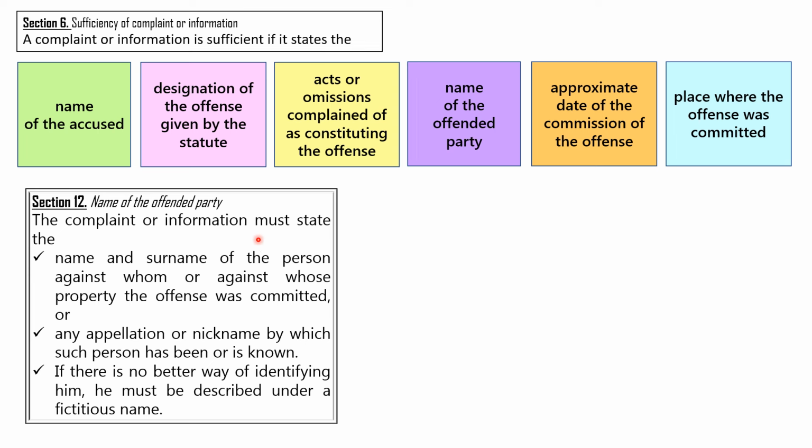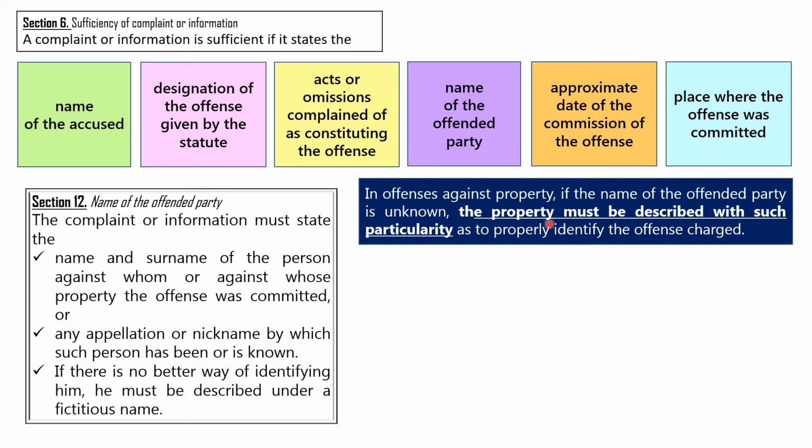So the complaint or information must state the name and surname of the offended party, whether it is a crime against person or a crime against property. And just like the rule in the name of the accused, if you do not know his full name, then you can use appellation or nickname by which such person has been or is known. And if there is no better way of identifying the offended party, then he can be described under a fictitious name. Next, if it is a crime against property and the name of the offended party is unknown, then you can describe with particularity the property.